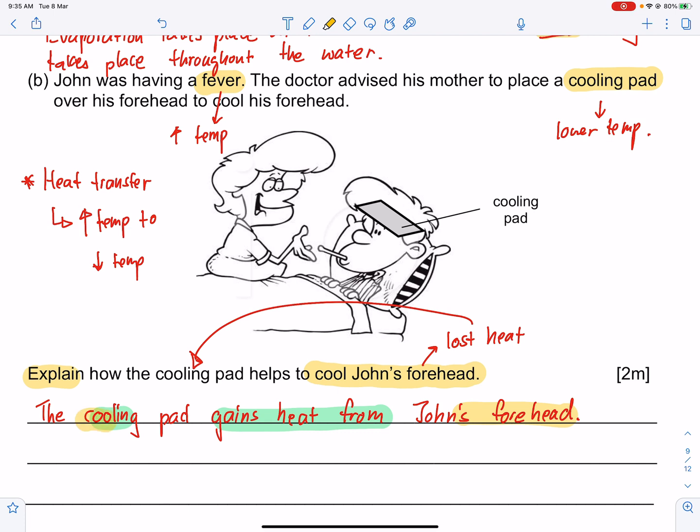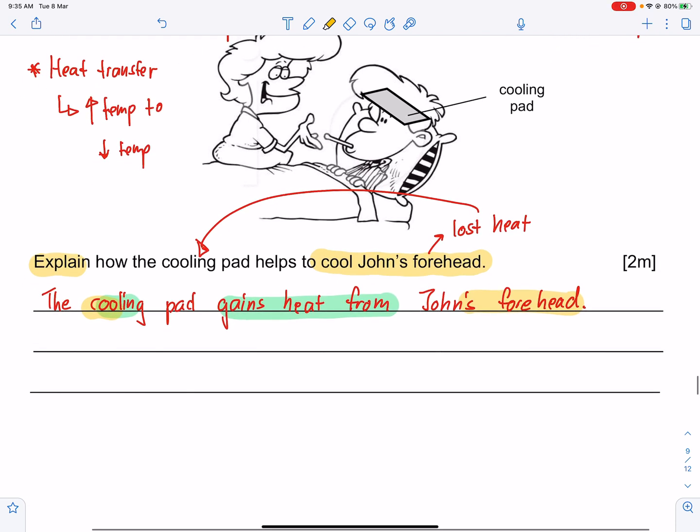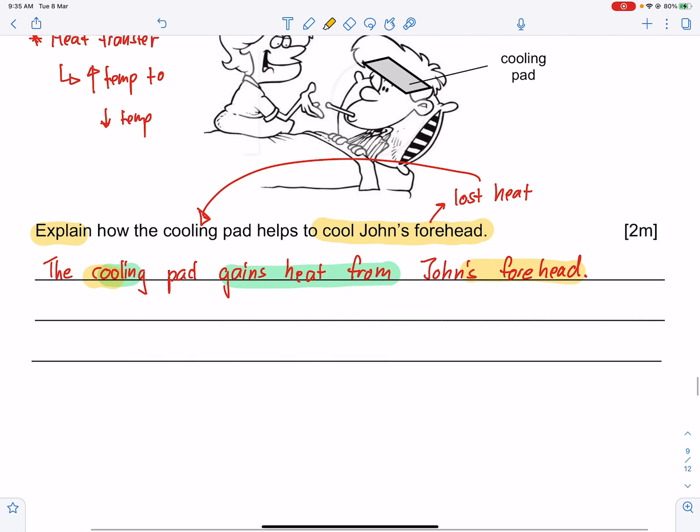So I've repeated myself many times. Whenever it comes to heat transfer, be it a direct heat transfer question like such, or an evaporation question whereby the water source needs to gain heat, you have to identify where is the source of higher temperature, and then where does the heat flow to the cooler region. That is very important, something that I have reiterated many times. Okay, moving on.